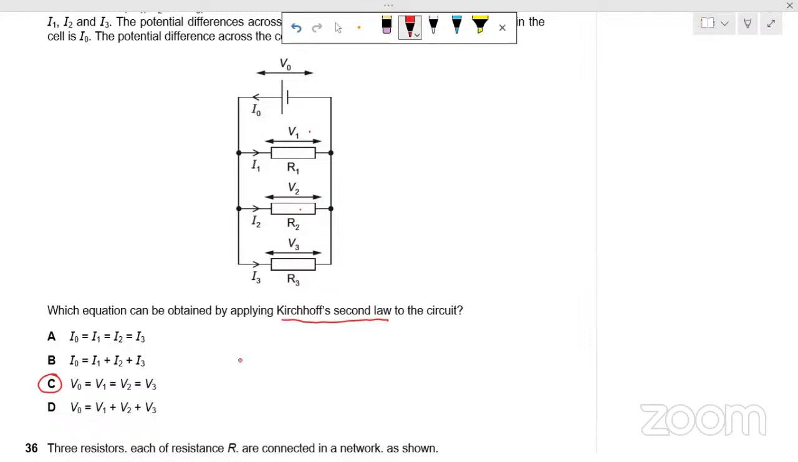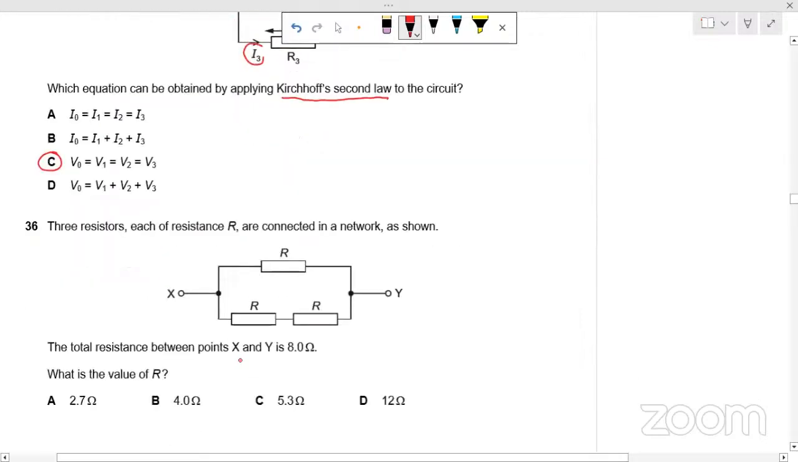What's the relationship between these currents? This is I0, and at this point, I1 is going in this direction, and the current going in downward direction is the sum of these two currents. So I0 is equal to I1 plus I2 plus I3. If in the question the statement was Kirchhoff's first law, then our option B is correct. But in the present case, we are given Kirchhoff's second law, so V0 should be equal to V1, V2, and V3.